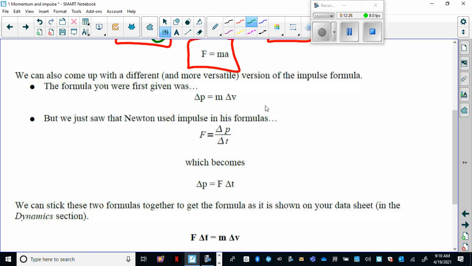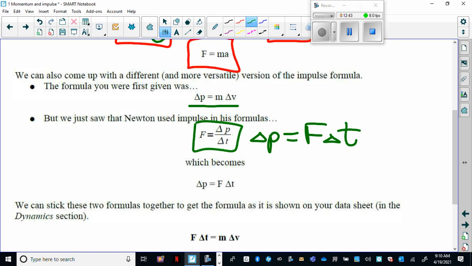And now we have this formula that we started with. We have this new formula, and of course we can solve this new formula for delta p and get this. So now all of a sudden we have two different formulas for impulse. Wow. And just to verify that those formulas are actually legit, let's just do a quick unit analysis here.